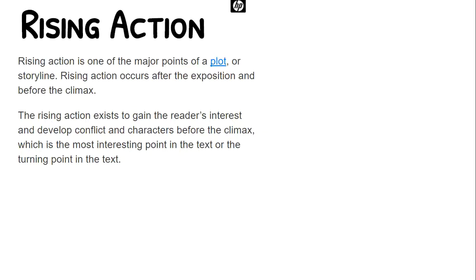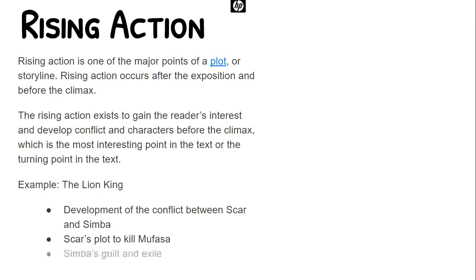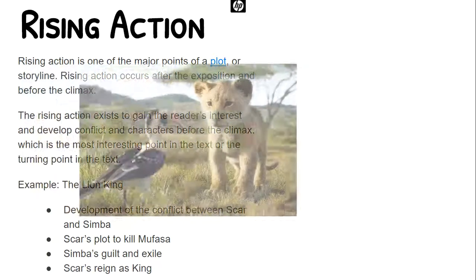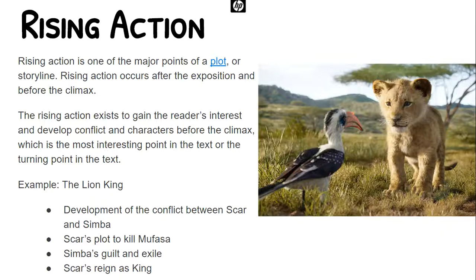So these are going to be events and issues in the narrative where it's going to build up to this great tipping point. So another example again is The Lion King. Rising action in The Lion King, we have the development of the conflict between Scar and Simba. We have Scar's plot to kill Mufasa, Simba's guilt and then exile, and Scar's reign as king.